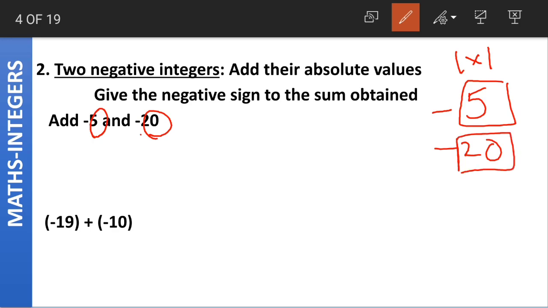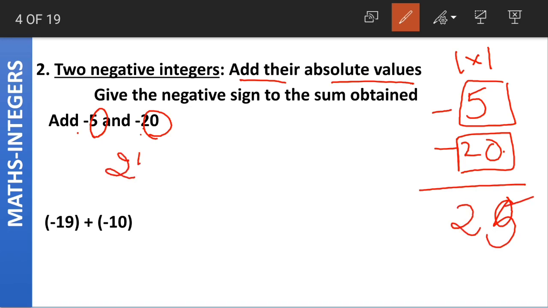Now what is it saying? When we have two negative integers, add their absolute values. We are having two negative integers. Now what to do? We should add their absolute values: 5 plus 20 is 25. The answer will be 25. And what about the sign? Give the negative sign to the sum obtained. As both the signs are negative in the given question, we put the negative sign for the answer as well.